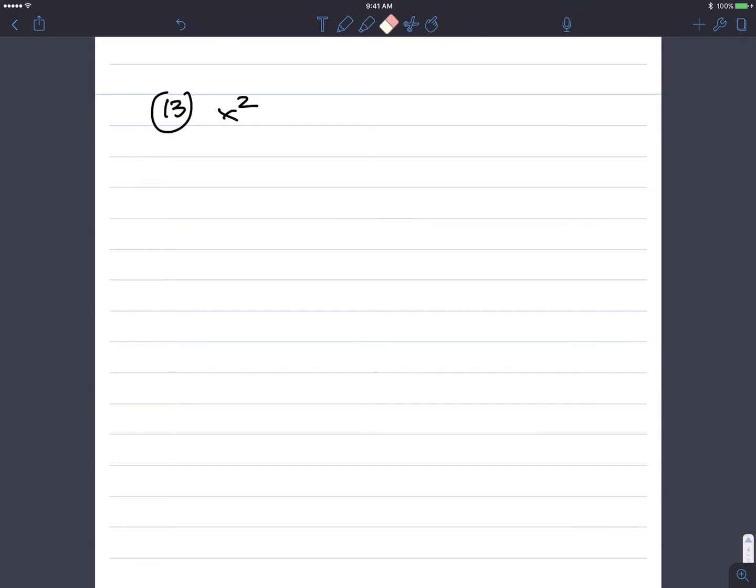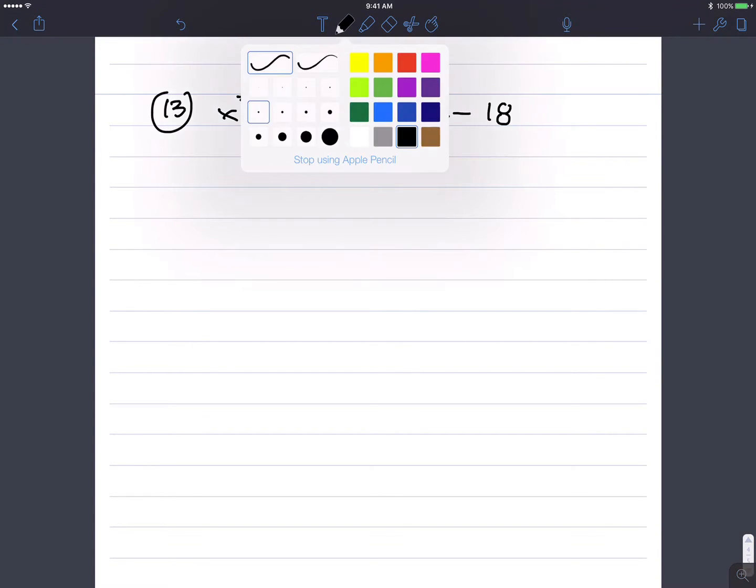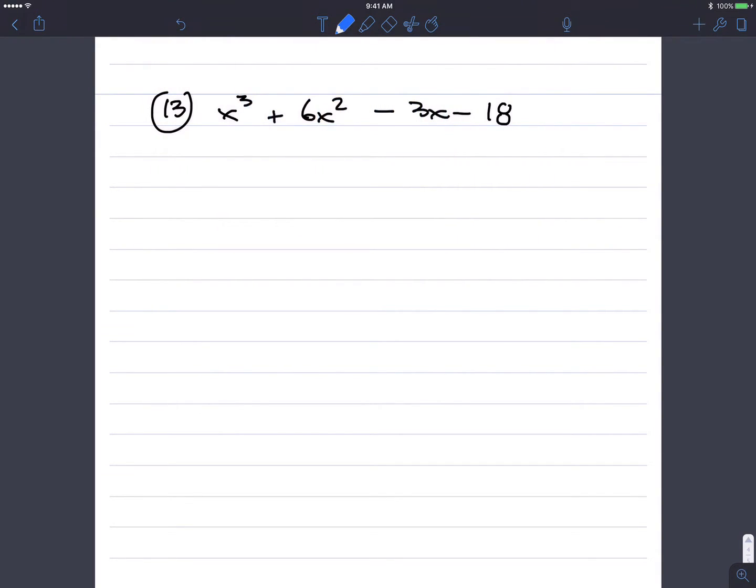I'm sorry, keep doing squared when it's x cubed. x cubed plus 6x squared. This is minus, for number 13, 3x minus 18 here. Okay, take a look at that. Four terms. Okay, group the first two, group the last two.